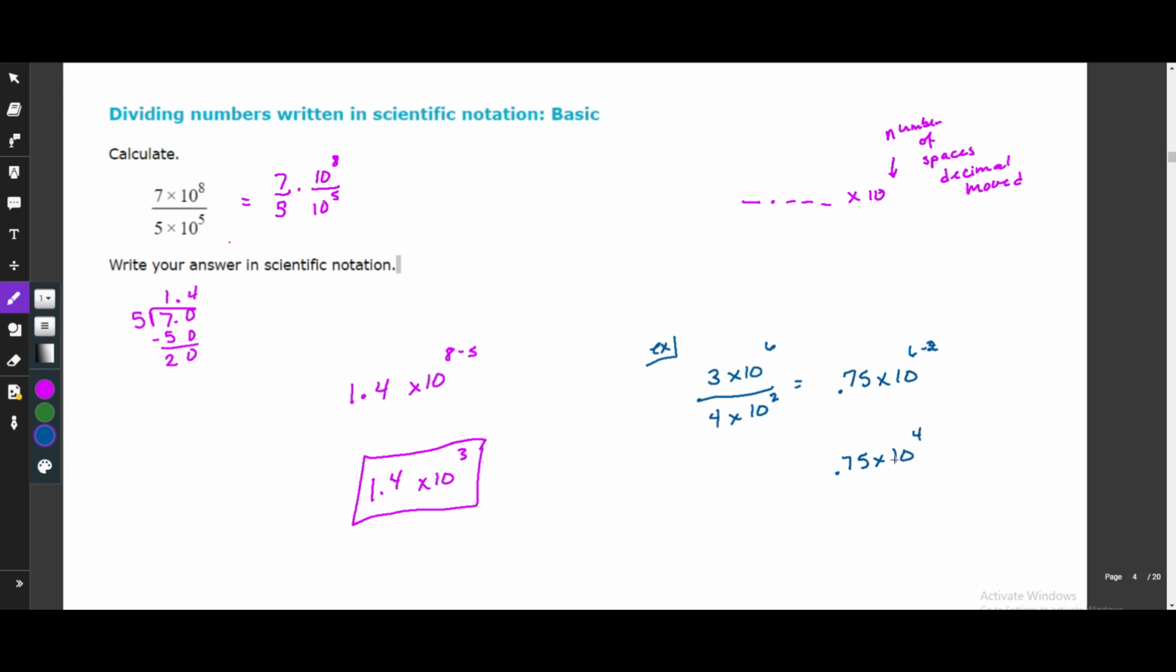Now, this is not in scientific notation. It is too small to be in scientific notation, which tells me my exponent is going to need to get smaller. So in scientific notation, this would become 7.5, because I need one digit to the left of the decimal, times 10, and this was too small, so I'm going to subtract 1 from the exponent, so that would be to the 3rd. And that would be my answer if I had to shift my decimal.